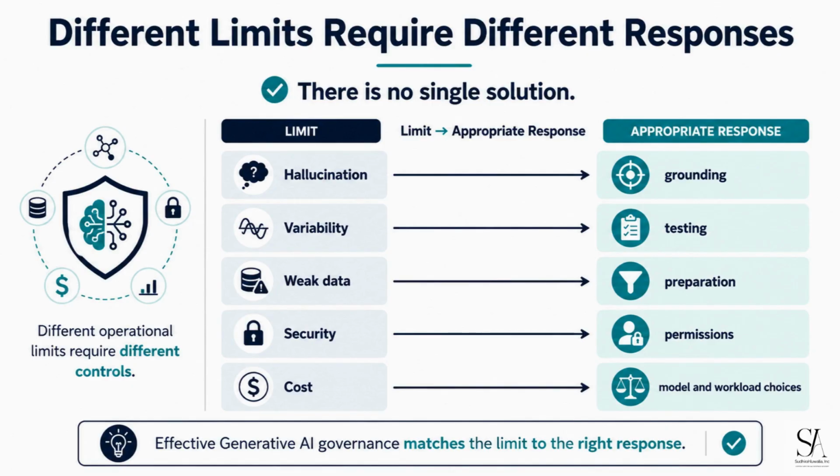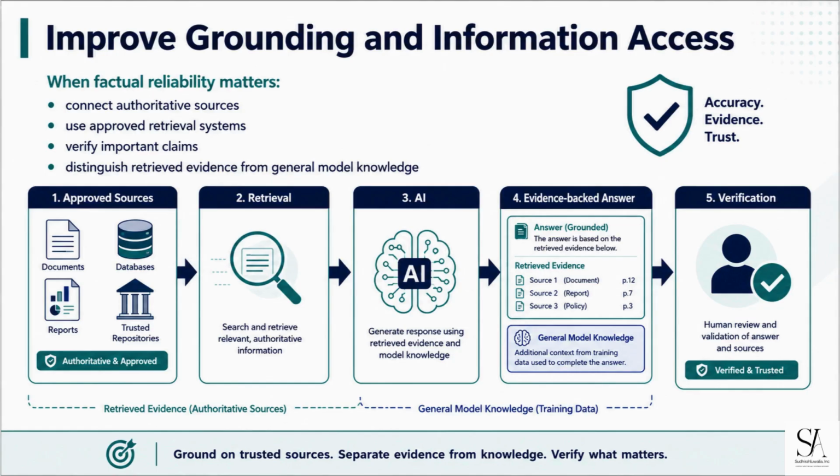When information access is the problem, the solution is not simply to ask the model a better question. The application may need to connect with approved databases, document repositories, or retrieval systems so that relevant information is actually available. Users must also know whether an answer is grounded in authoritative material or produced mainly from the model's general knowledge. Cost requires another set of design choices.